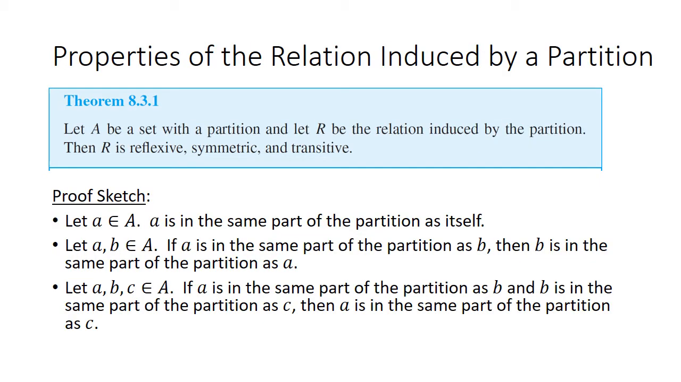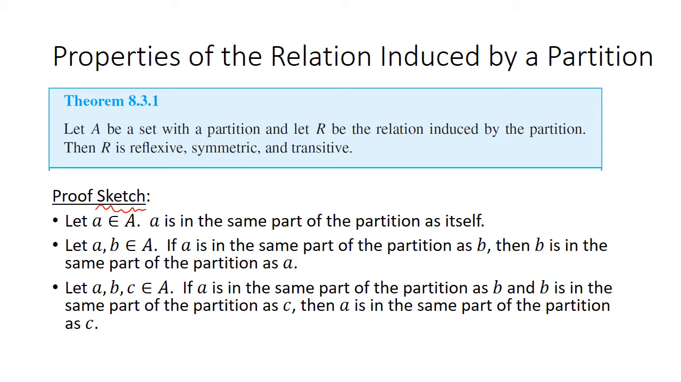Now let's talk about some properties of this relation induced by the partition. The first thing we have here is Theorem 8.3.1. Let A be a set with a partition, and let R be the relation induced by the partition. Then R is reflexive, symmetric, and transitive. Those are the three properties we covered in the last section. I'm going to do a little sketch of the proof. By a proof sketch, I mean something not quite as formal as a proof, but it gives you most of the important ideas. This is not very hard to prove at all.